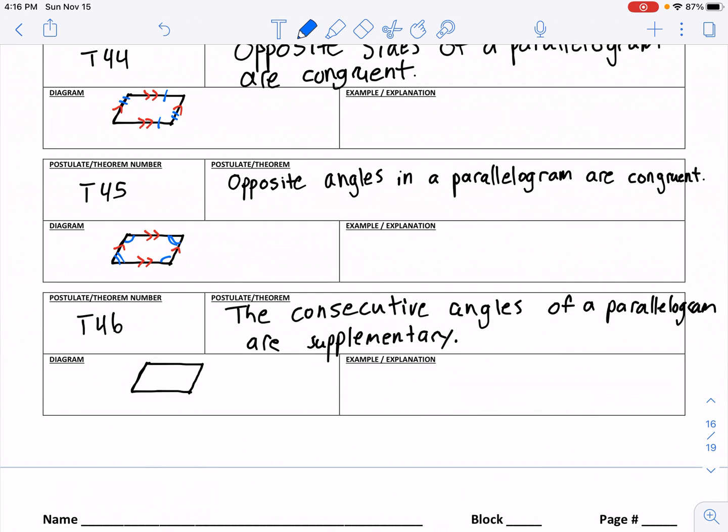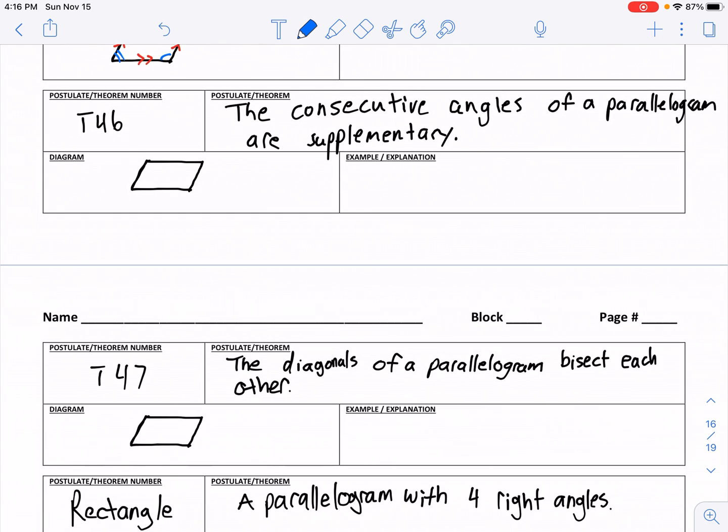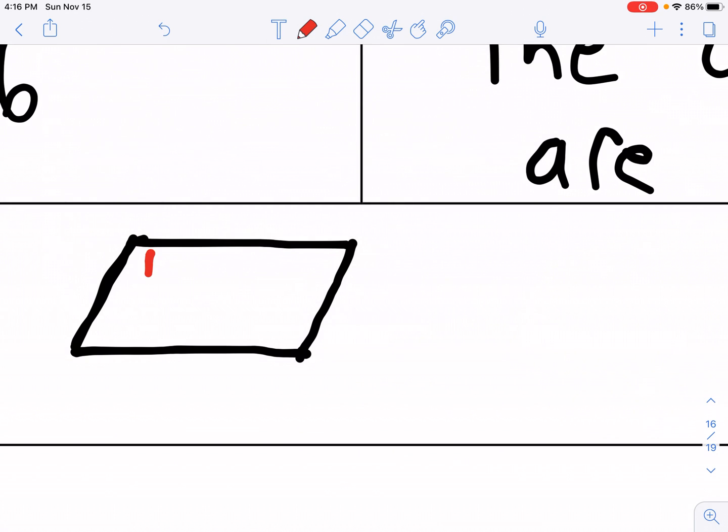That's T45. Now, Theorem 46 says the consecutive angles of a parallelogram are supplementary. Let's break that down. What does it mean to have consecutive angles? Consecutive angles are one after another in the order that they appear. For instance, if we call these 1, 2, 3, 4, then in consecutive order, 1 and 2 would be consecutive angles, 2 and 3 would be consecutive angles, 3 and 4 would be consecutive angles, and then 4 and 1, one after the other.